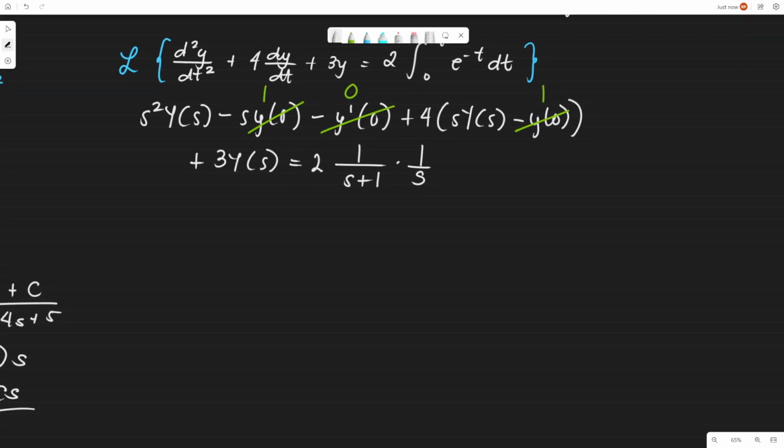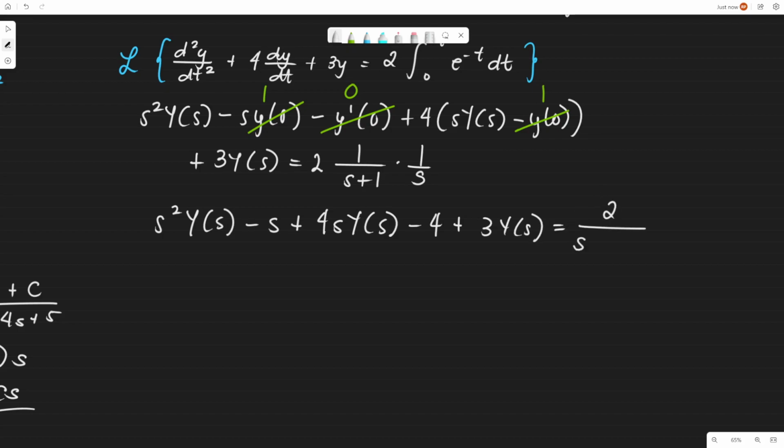So, we have here s squared y of s minus s. So, plus 4s y of s minus 4, because 4 times negative 1 is minus 4, plus 3y of s is equivalent to 2 over s times s plus 1. So kahit wag nyo muna i-distribute, no? Mas mabilis kasi nating maayos yan.